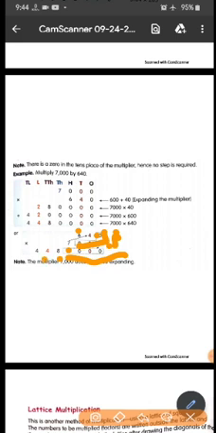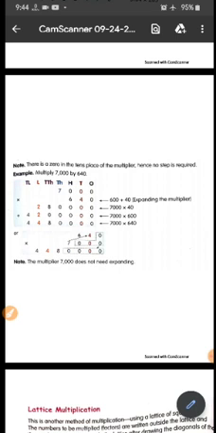So this is the simplest way of multiplication, and the multiplier 7000 does not need expanding. We don't need to expand 7000. We can simply add the number of zeros in the multiplicand and the multiplier and directly write it in the answer place, and after that we can multiply the numbers. So this will be the easier way of multiplying numbers with zeros.